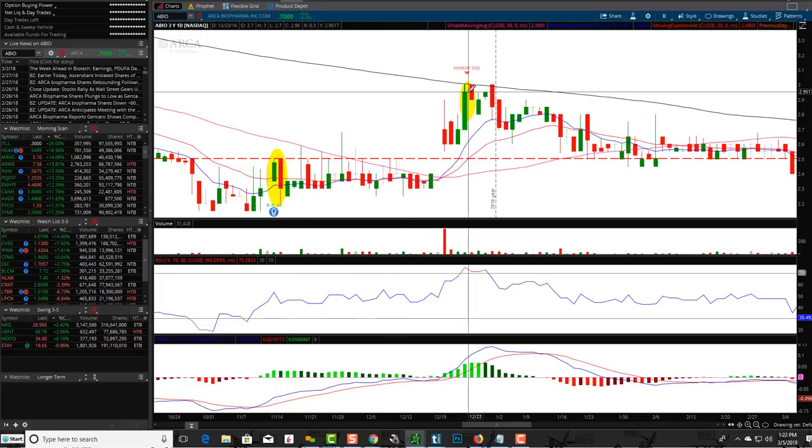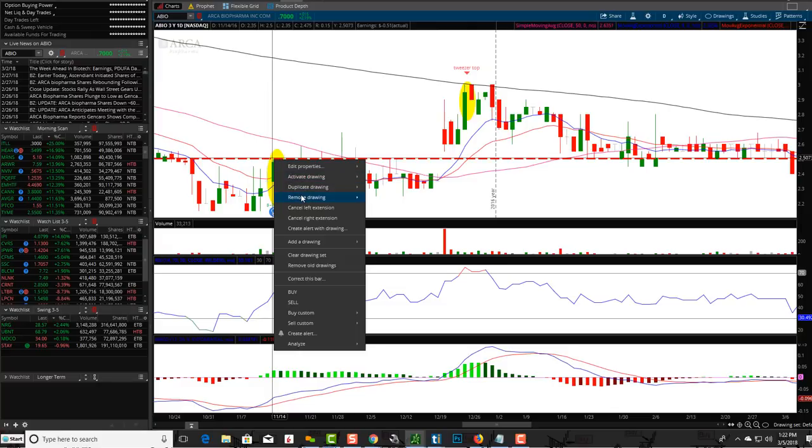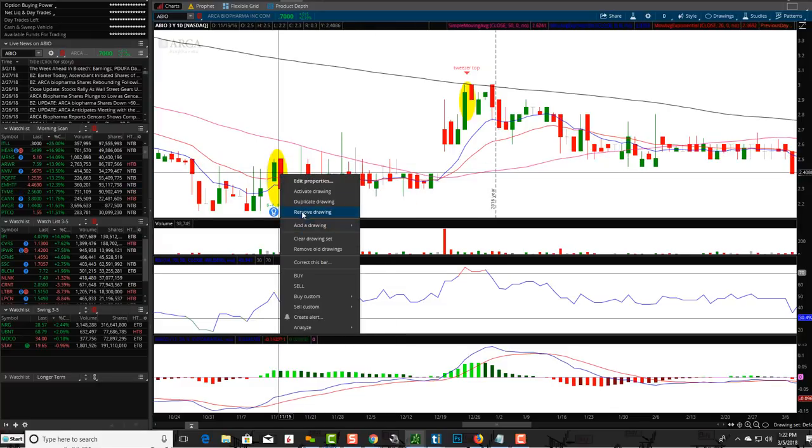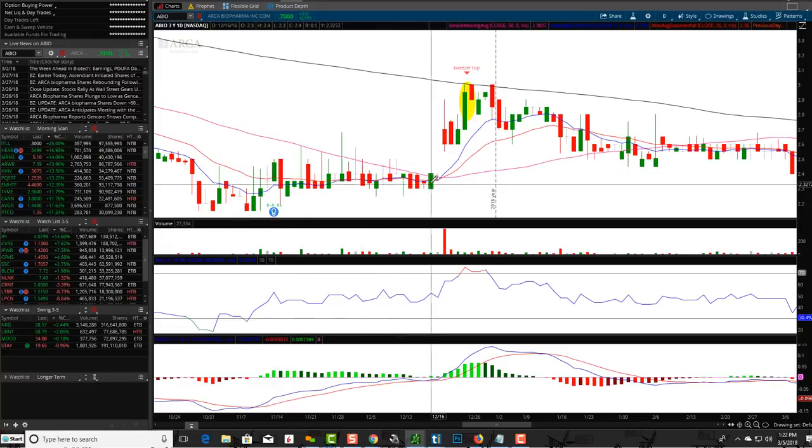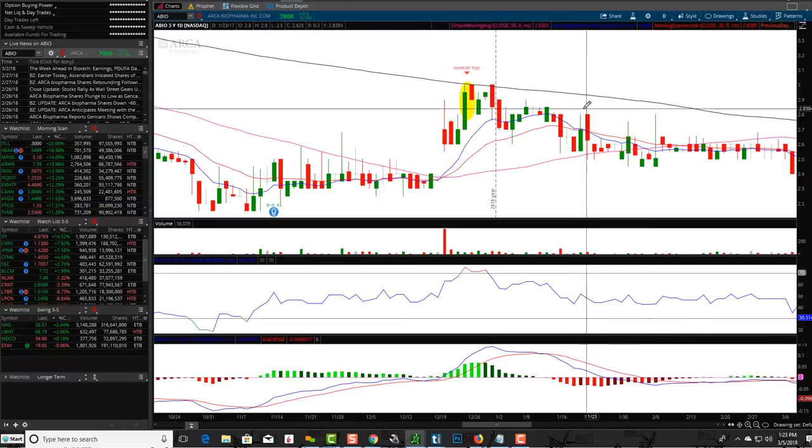The first candlestick wasn't the long one. The second one was. Again, still a tweezer top, right? So let me just remove this drawing here. Right here, tweezer top.